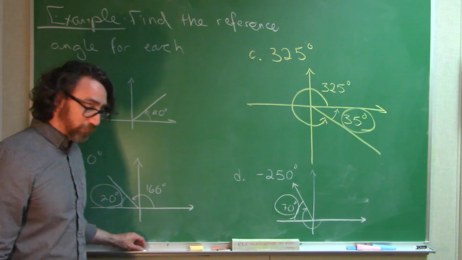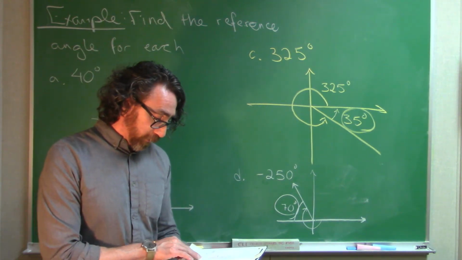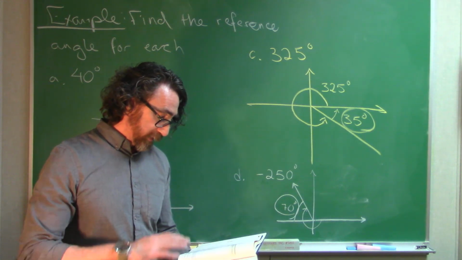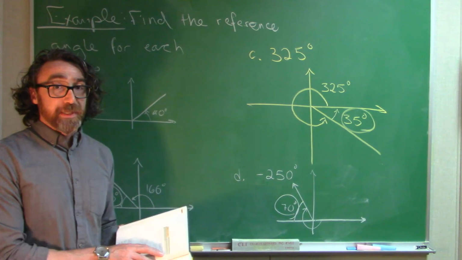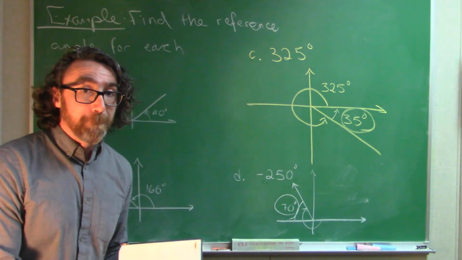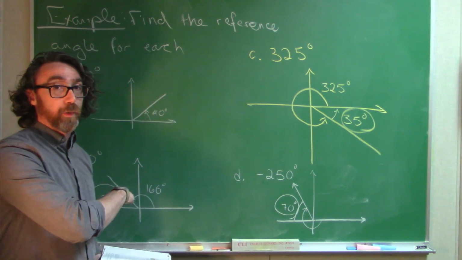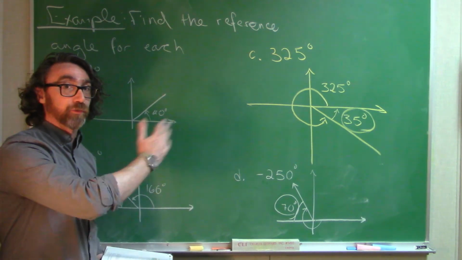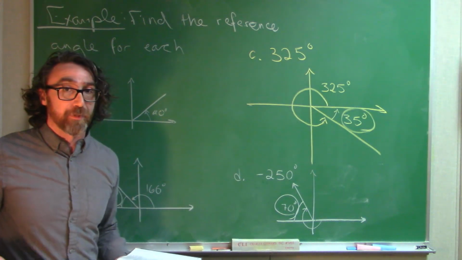Now, your textbook actually gives us a scheme to do things, a bunch of if-then statements. To be honest, I don't remember those. I draw my angle in standard position. I think, what do I have to do to get back to the x-axis? What's the angle that makes me get to the closest part of the x-axis? And that's how I get my reference angle.